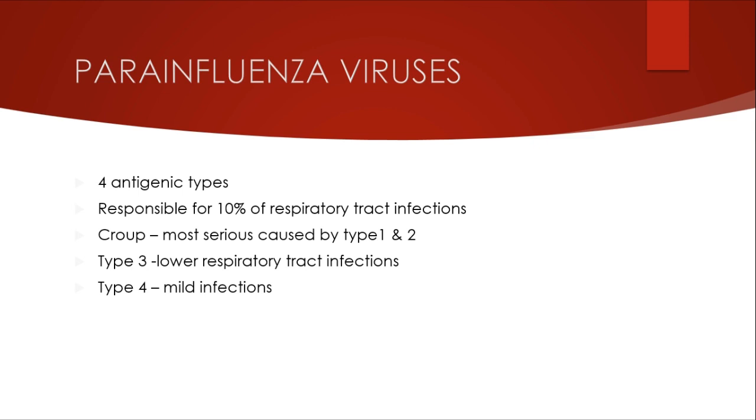So let's talk about parainfluenza virus type 2. This was originally isolated in 1955 from children with acute laryngotracheobronchitis, which is commonly known as Croup. So parainfluenza virus type 2 is a major reason for Croup. Because it causes this kind of infection, parainfluenza virus type 2 is also known as CA virus.